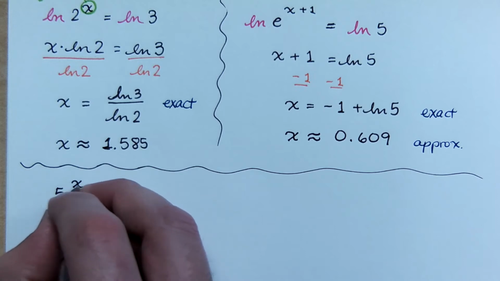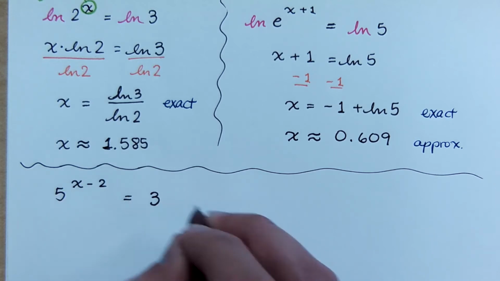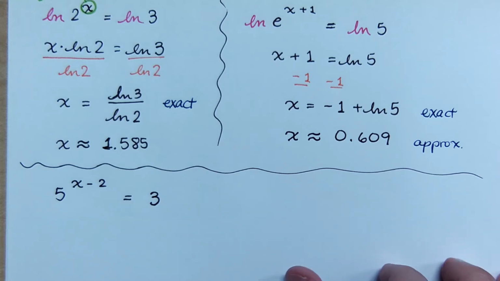Let's do 5 to the x minus 2 equals 3. Do these guys have a common base? No, they do not have a common base. So we kind of force them to have a common base by applying logs on both sides. So what log do you want to use? ln. It's nicer to write. Okay, maybe it's nicer to write.